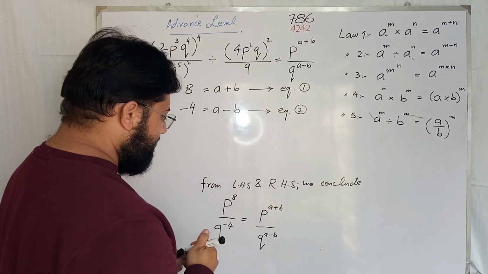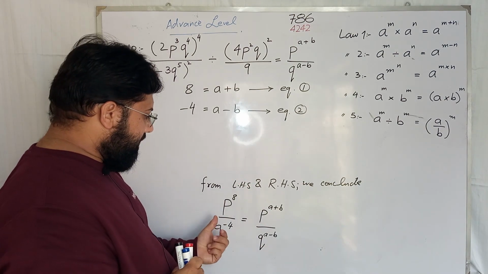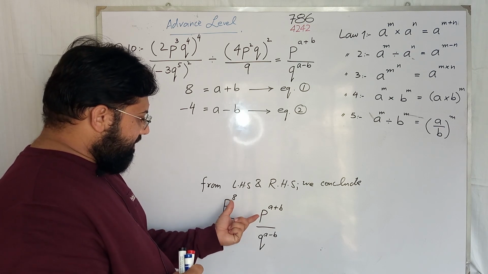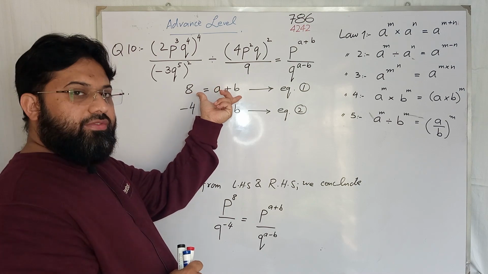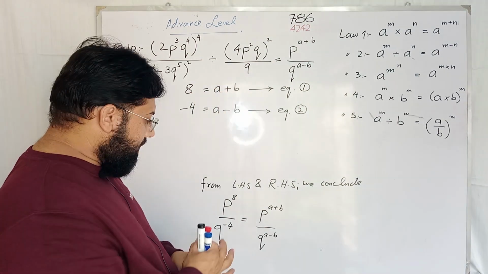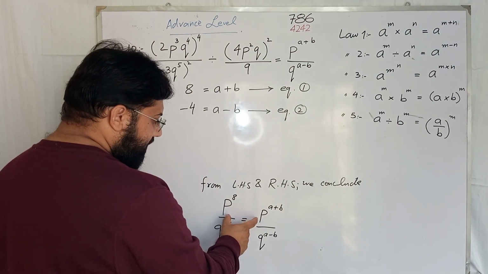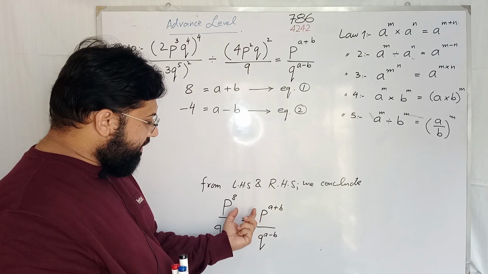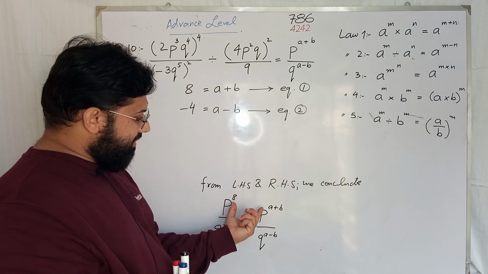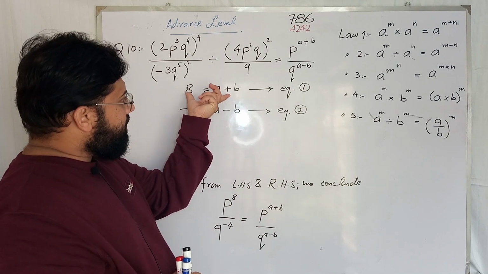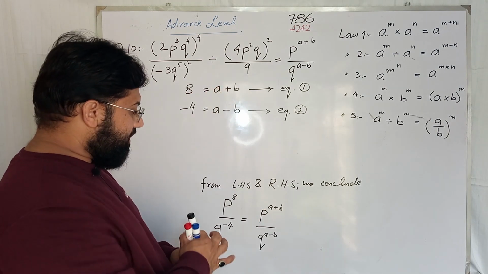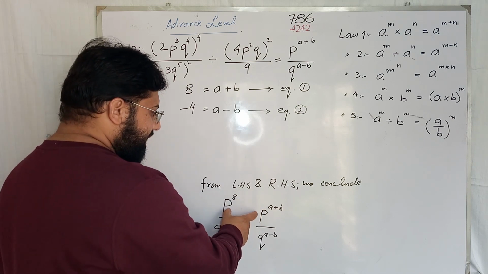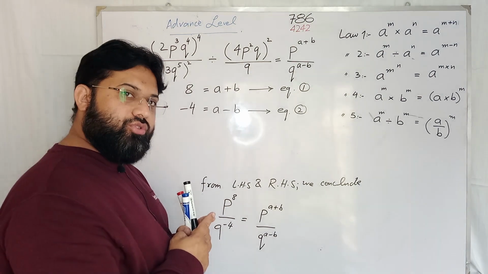From this we can infer that if the bases are same, then their powers can be written in the form of equation. This is also a law that if the bases are same in an equation, left hand side and right hand side, if numerators are same, bases are same, then we can write down their powers as 8 equal to A plus B. Bases are same, you can say the bases are identical, then their powers would also be equal.